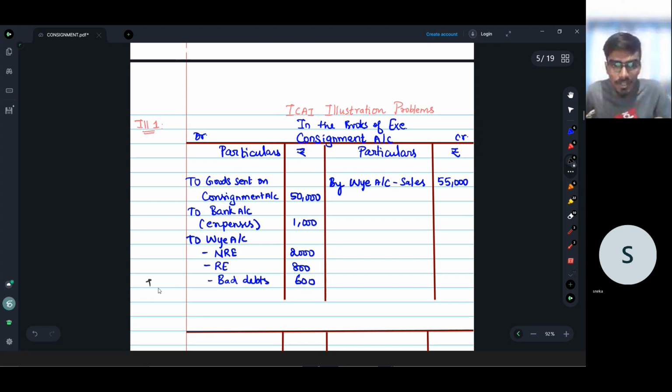If DCC is not paid, it should be debited. If DCC, declaratory commission, is paid, bad debt should not be debited in the consignment account.